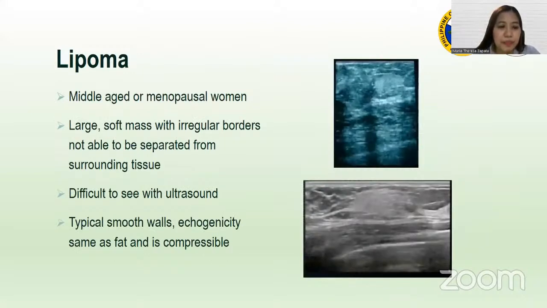Lipoma. It occurs in a middle-aged or menopausal woman. Large, soft mass with irregular borders, not able to be separated from the surrounding tissue. Difficult to see with ultrasound. Typical smooth walls, echogenicity same as fat, and is compressible.